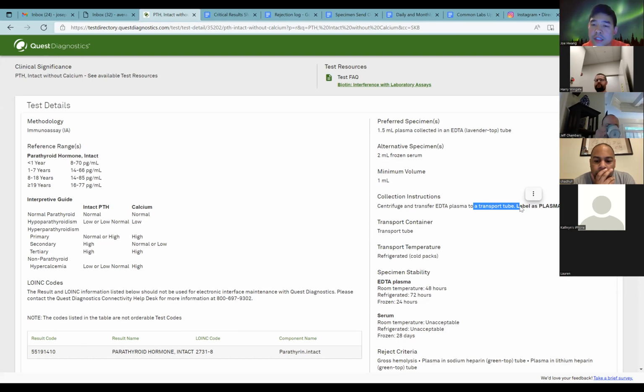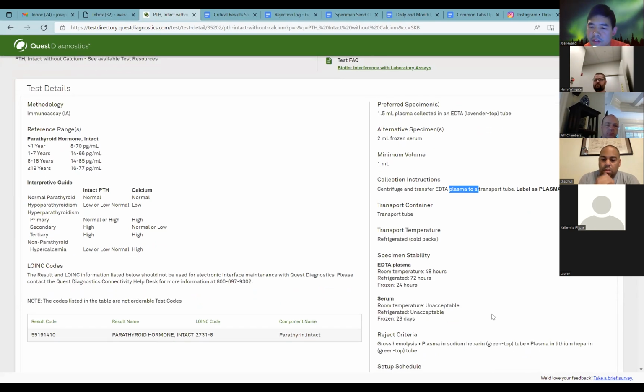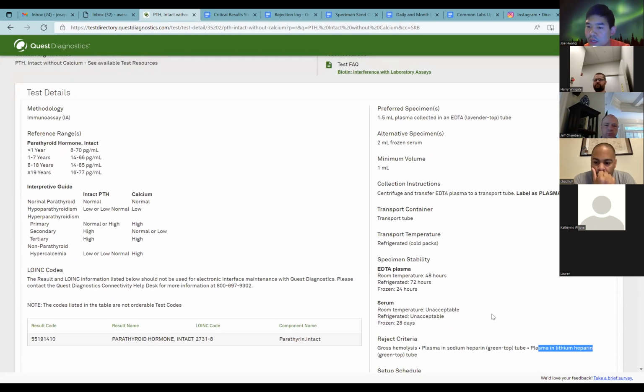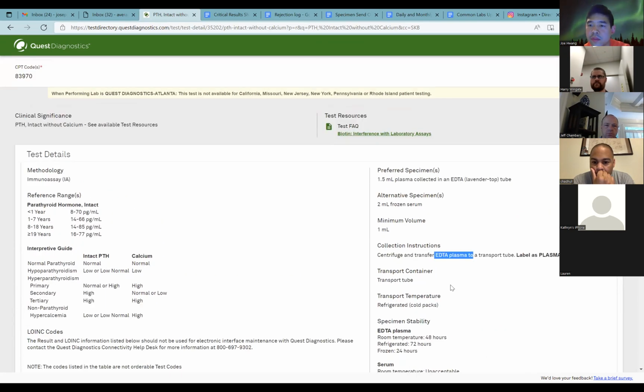Once you pipette it in, it's really important that you label it as EDTA plasma, because plasma and serum and urine all look the same. If you just label it as plasma, they don't know if it came from a purple or a green top or something else. So this reject criteria down here, if you accidentally use a green top plasma, it's going to be a reject. So it's got to be labeled as EDTA plasma on the tube. All right, so that's the most confusing one. Any questions on that one there?